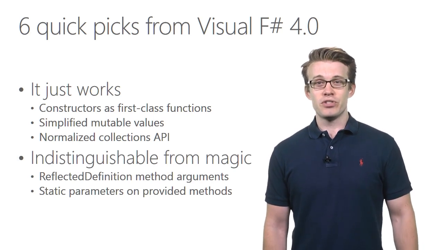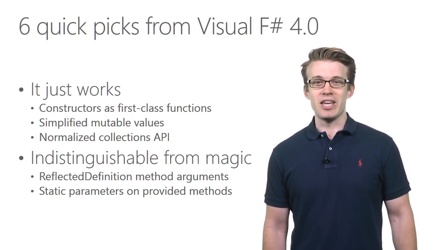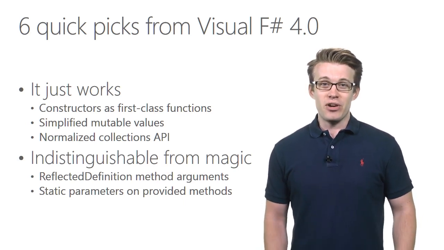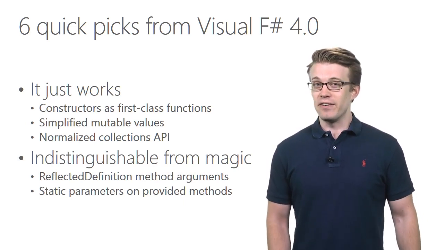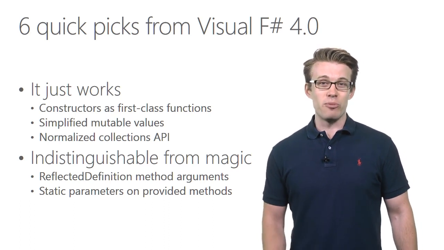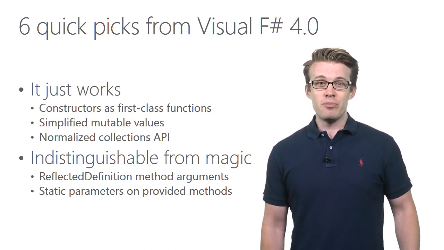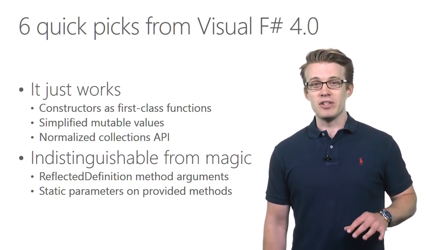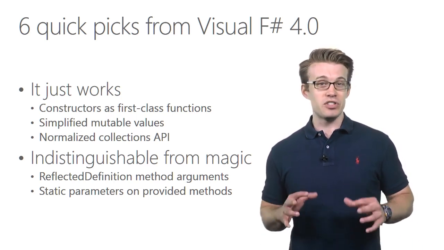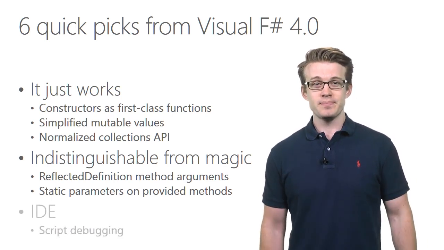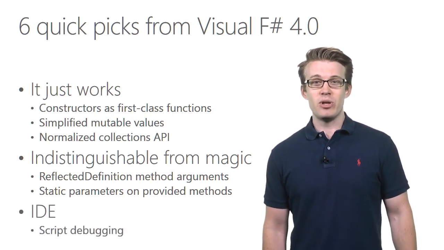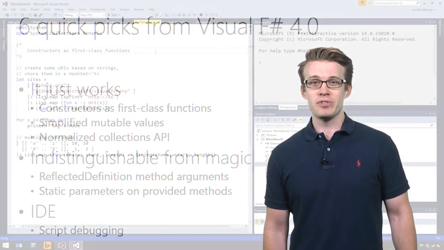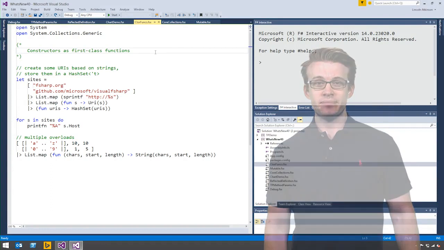The next 2 features show off some of the advanced capabilities that make F# such a uniquely awesome data-centric language. Method arguments can now be exposed with reflected definition, which allows for some new metaprogramming scenarios. And type provider methods can now use static parameters all of their own, which really expands the power of type providers and even the simplicity of how they're used. Finally, we've added the ability to use the full VS debugger when developing and executing F# scripts, so we'll take a look at that as well.